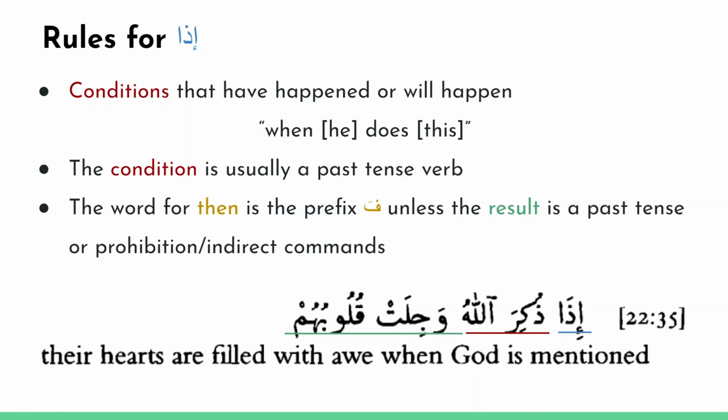إِذَا ذُكِرَ اللَّهُ وَجِلَتْ قُلُوبُهُم. When God is mentioned, their hearts are filled with awe, or tremble with awe. إِذَا ذُكِرَ اللَّهُ, when God is mentioned, وَجِلَتْ قُلُوبُهُم. And in this case, you'll notice that fa is not here. It's not fa wajilat. Why? Well, wajila or wajilat is a past tense verb, so we don't need fa here.